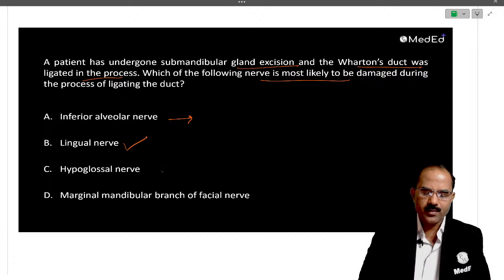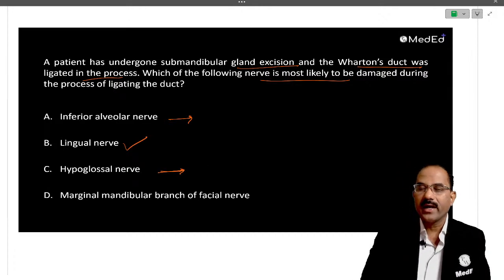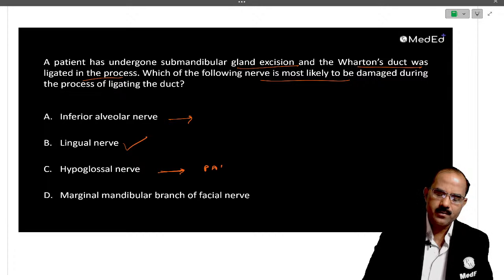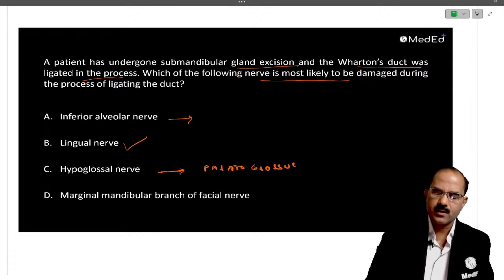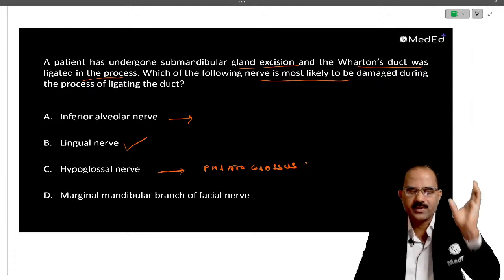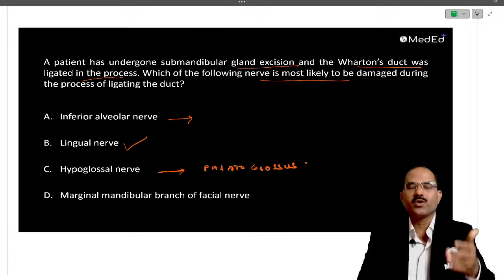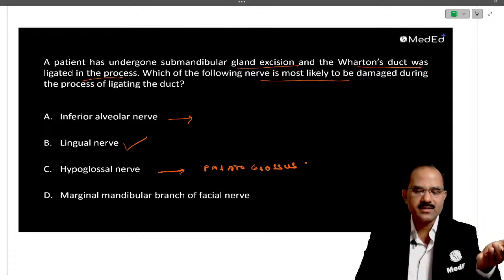Hypoglossal nerve supplies all the muscles of the tongue except palatoglossus, which is supplied by the vagoaccessory complex.